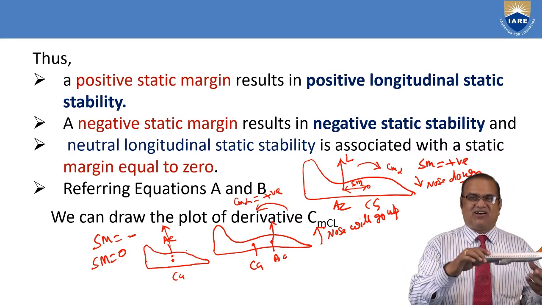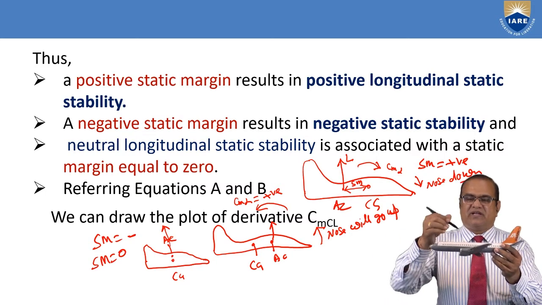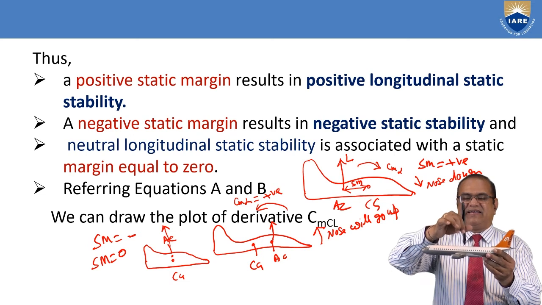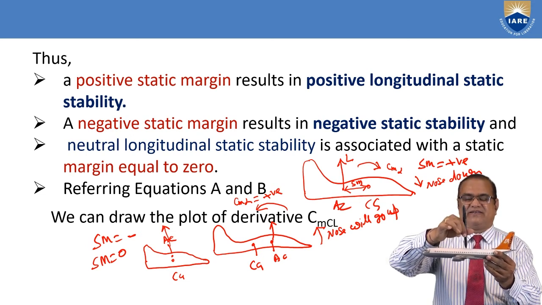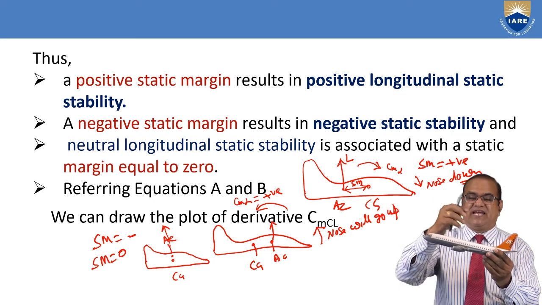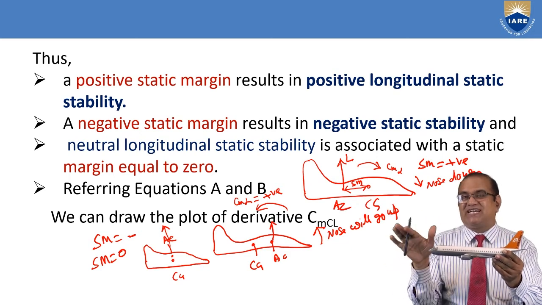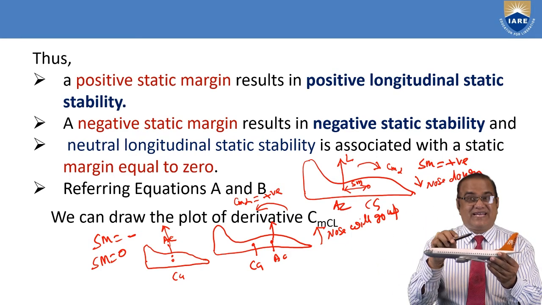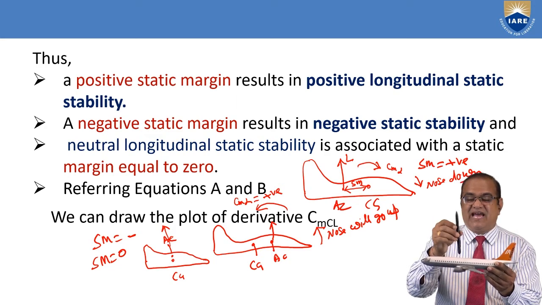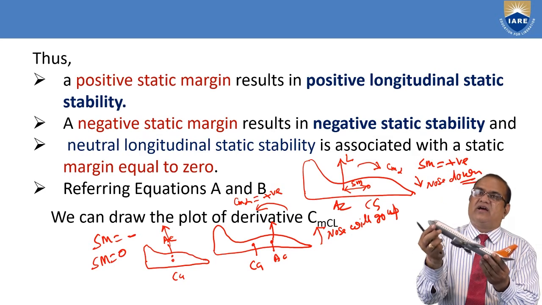We can see all these things in 3 conditions. If CG is ahead here and AC is behind, then what will happen? This lift, you have changed like this, and this lift will try to make nose down. So it means the nose down is statically stable. The second case is if this CG is behind and AC is ahead. So this lift will try to make it go up.